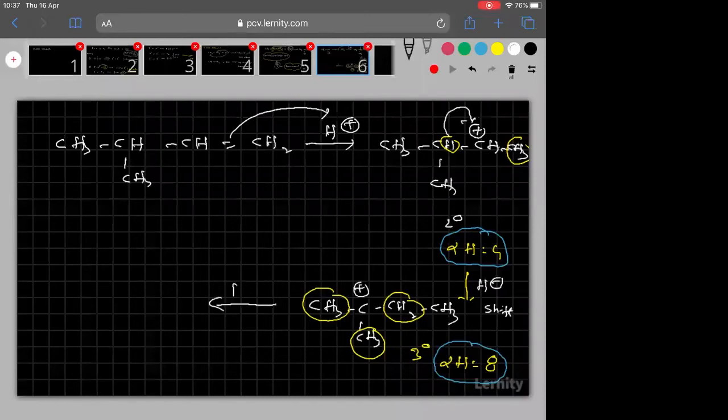Now our nucleophile Br minus attacks on this carbocation, then the final product will be this one, CH3, C, CH3, Br, CH2, CH3. So what is its IUPAC name? 2-bromo, 2-methyl butane. I hope you understood the hydride shift here. So please copy quickly the mechanism.